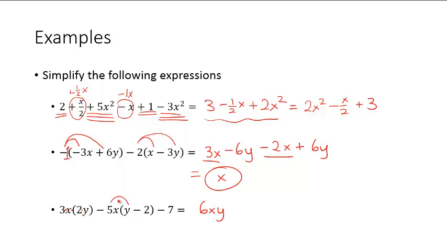This next part, you need distribution, so you need to multiply negative 5x times y, which gives us negative 5xy, and negative 5x times negative 2, which is positive 10. Then we can cap it off with a negative 7. We've got some like terms, same endings here. 6xy minus 5xy, which is 1xy. We can just write that as xy, and then the 10 and the negative 7 can also be combined to give us positive 3.